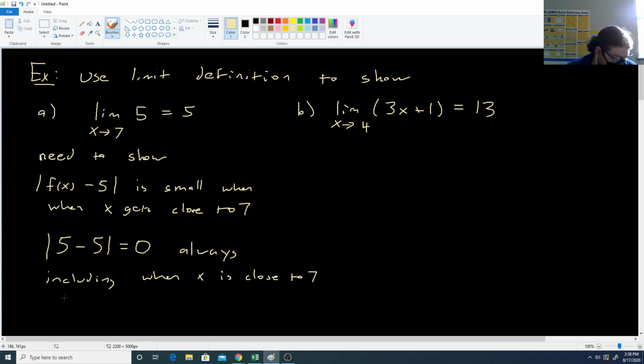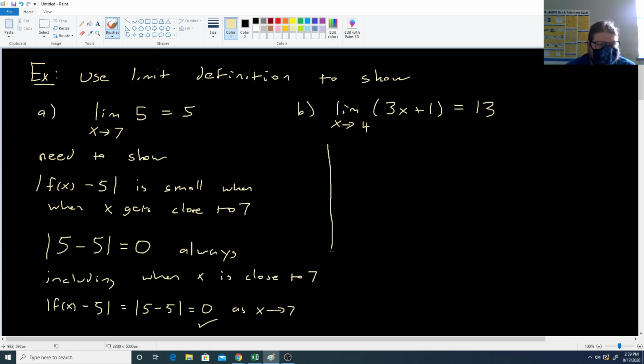So we're done. We showed that the absolute value of f of x minus 5, in this particular case f of x is 5, equals 5 minus 5 equals 0 as x approaches 7. So that shows that as x gets close to 7, the distance between the function values and 5 is 0, and 0 is as close as it gets. So we're good there. That one is kind of a cheap one because it's sort of a setup to automatically work, and we didn't really get to see much interesting there.